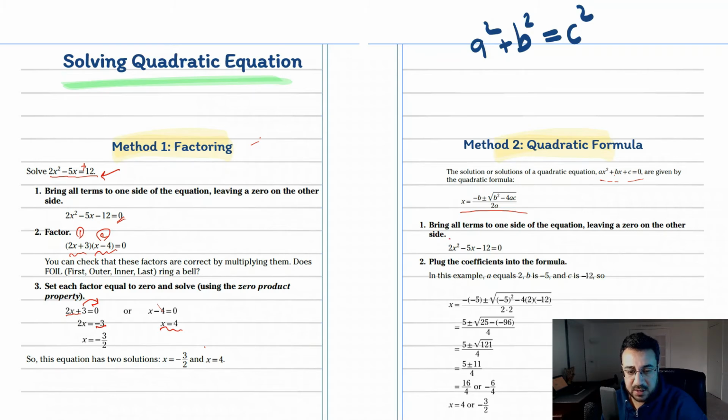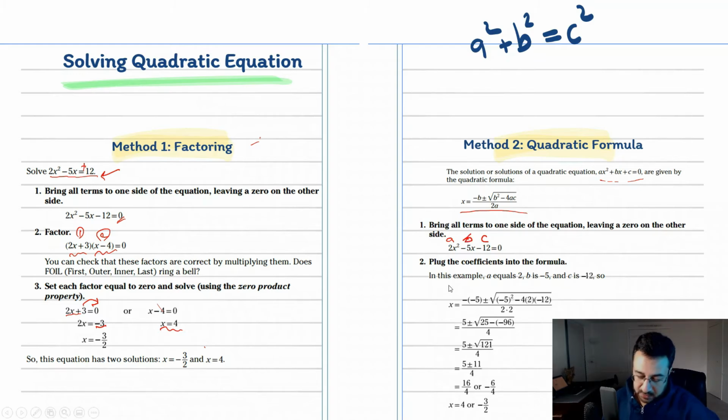So the 2, the a in this case, equals 2. And minus 5 represents the b. And minus 12 represents the c. Don't forget and say 12, it's minus 12.